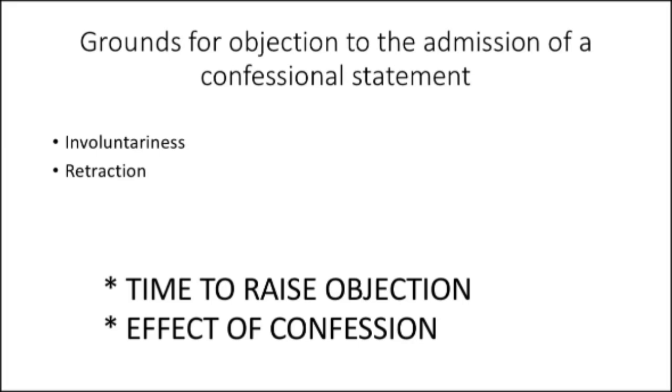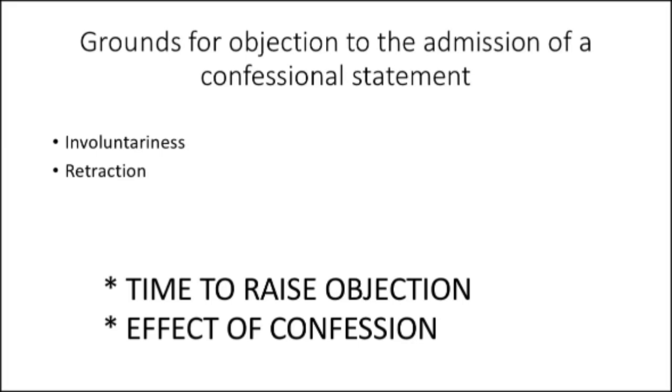These are different. Now, when you object on the ground of involuntariness, what the court will do is to order a trial within trial. A trial within trial is in order to know if the confessional statement was actually made voluntarily. However, if it is retraction, the court will admit the confessional statement, then ascribe probative value to the statement and attach necessary weight based on evidence before the court.